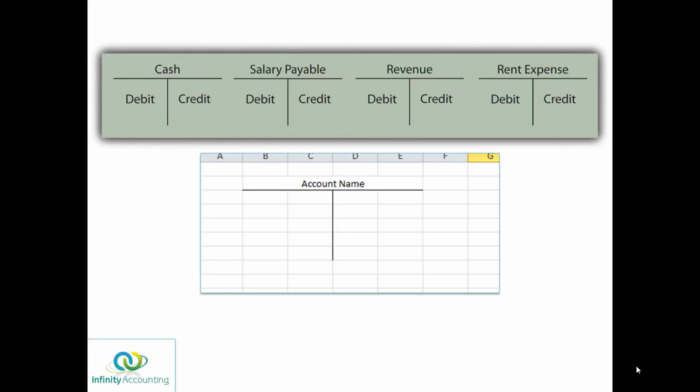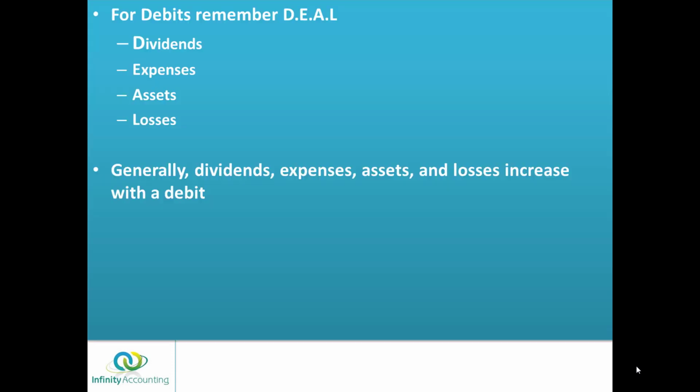Here is just a visual makeup of the T account. I did one in Excel here, you can see. There's also 4 others: cash, salary payable, revenue, and rent expense. You can see there's debit on the left, credit on the right. As I said earlier, depending on the type of account, it increases with a debit and decreases with a credit. We'll get into that further.